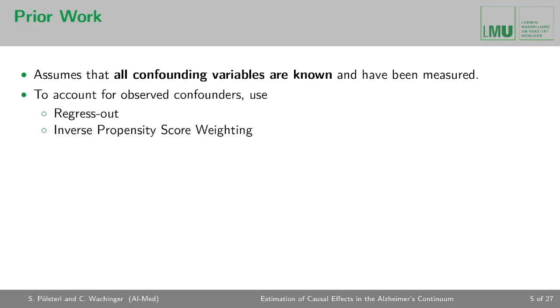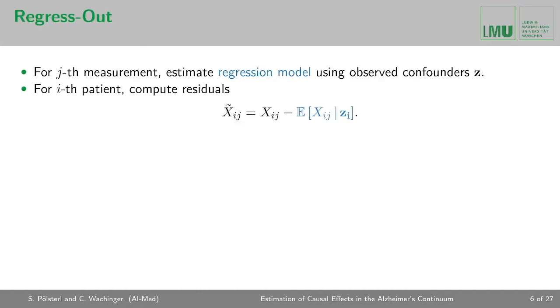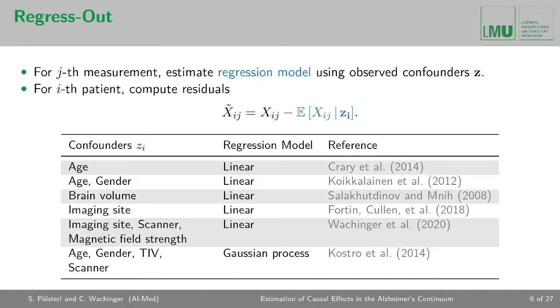We can distinguish two main approaches that have been used to account for observed confounders: regress out and inverse propensity score weighting. In regress out, one tries to predict a measurement from the confounders only, and then the resulting residuals are used in another model to estimate the effect on cognition. This is the approach that is most commonly used.